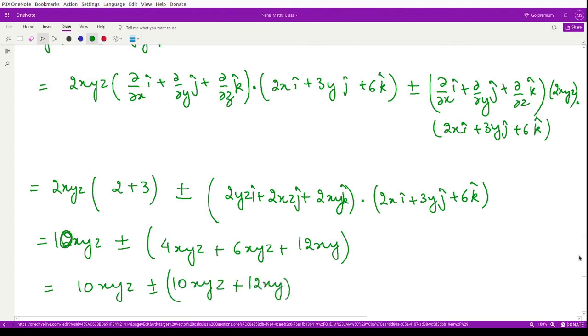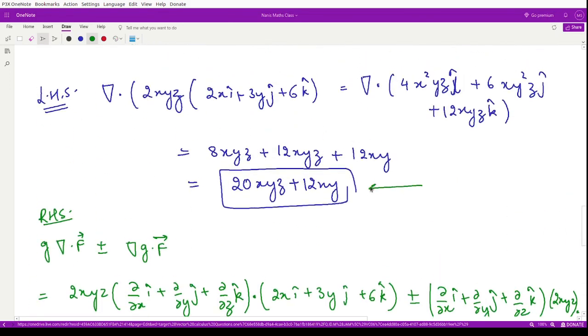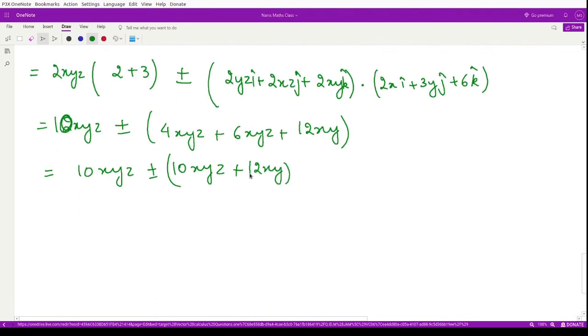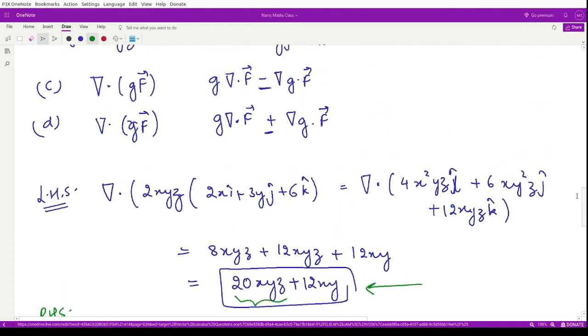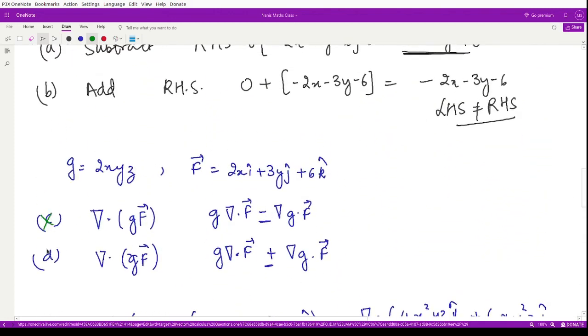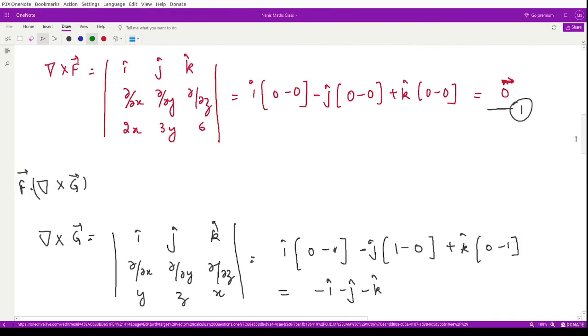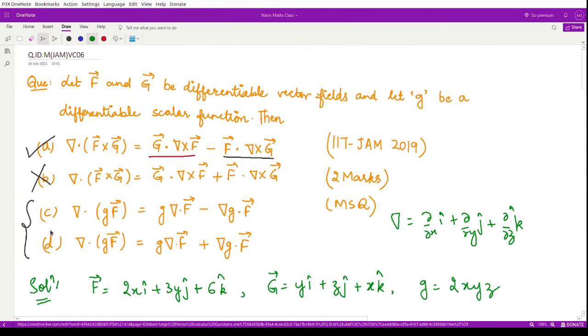So it would be 10xyz plus minus 10xyz plus 12xy. So now you see, for it to become the left hand side you require 20xyz, so that would only be possible when you add up these two. Therefore your left hand side would be equal to right hand side whenever you take the plus sign, right? So with the plus sign, your option C is incorrect, D is correct. So that means, going back to the options, your C option is incorrect, D is correct. So we have two correct options, which are option A and option D.